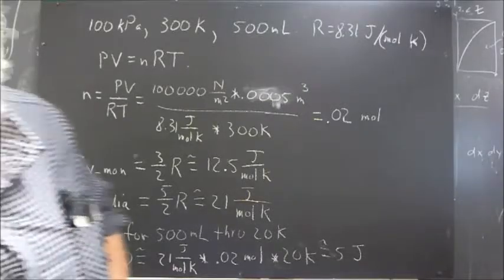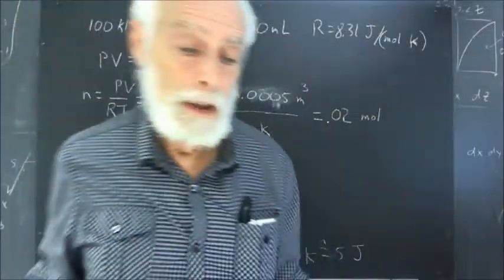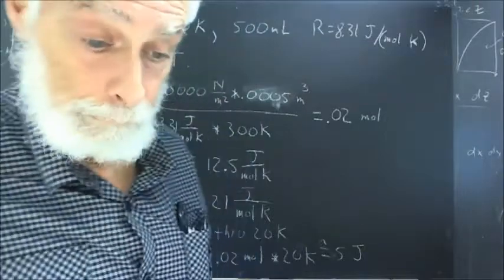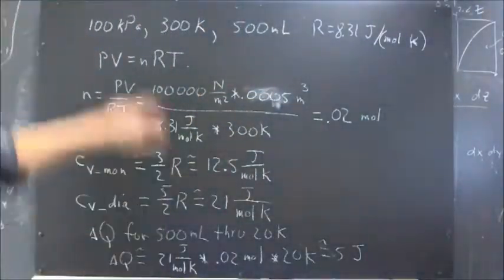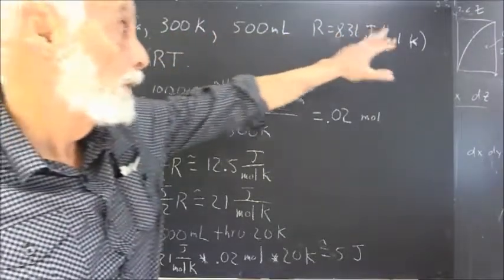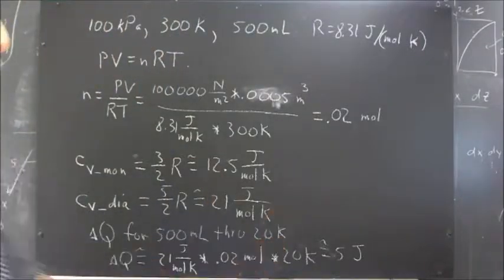Okay, well, how are you going to figure that out? You've got that information, you have the E1 question, you should go ahead and work that out. Of course, I'm going to continue now. You should have paused and done that. So, 100 kilopascal, 300 Kelvin, 500 milliliters, 8.31 joules per mole Kelvin. How are you going to do this? What are you going to rely on?